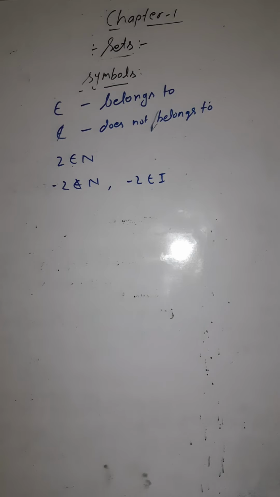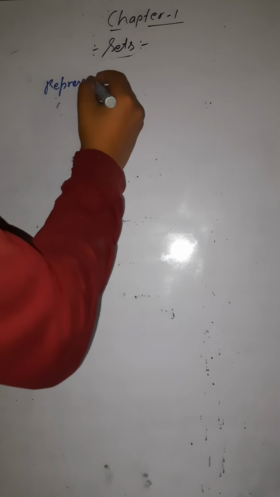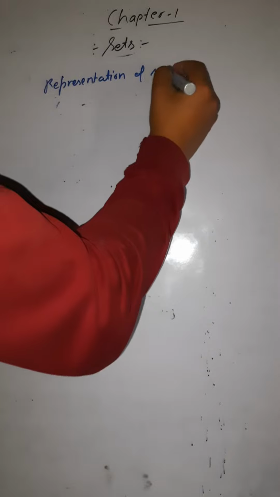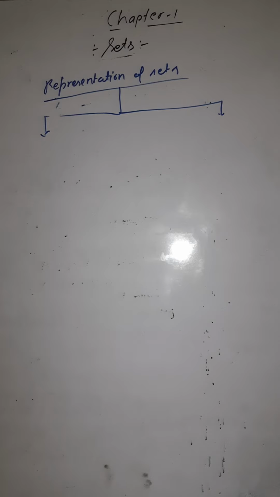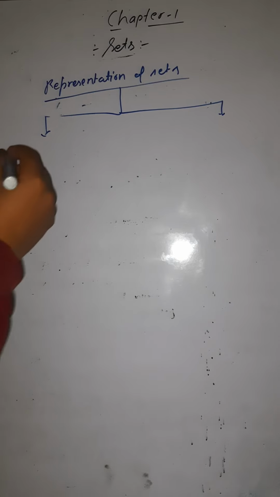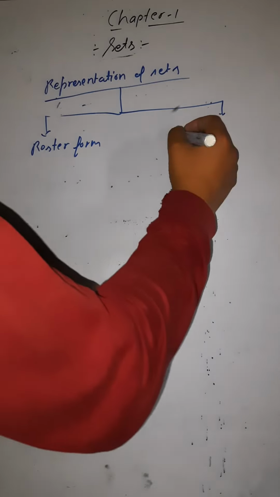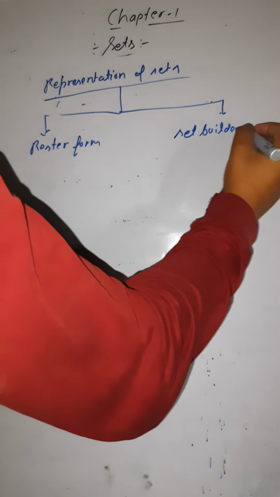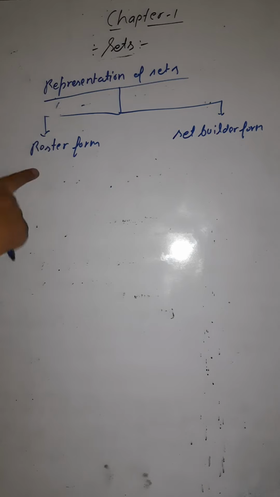Okay. Now we will discuss how to represent a set. So the next topic is the representation of sets. Sets can be represented in two ways. The first one is known as the roster form. Or you can represent the set in set builder form. This is somewhat easy, and this is the general form.